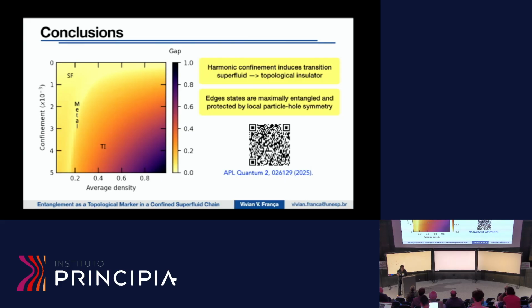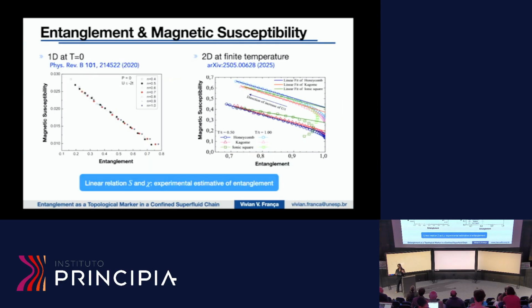Of course, it's not the full answer, but we are also trying to give some insights in this respect, on how we could connect these mathematical aspects of quantum information theory to something that we can measure. Here is just an example. It's not on that specific system, but on superfluid systems.